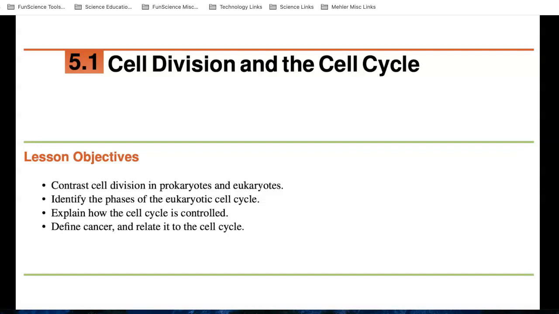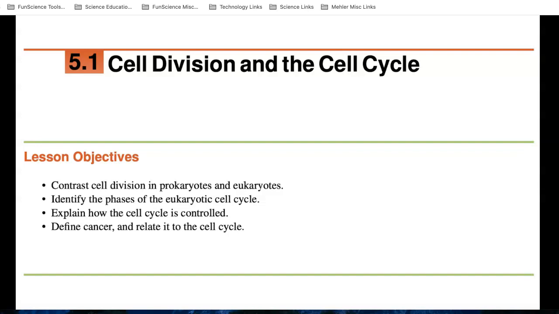One of the first things we're going to learn is that there's a basic difference between the way prokaryotic cells, like bacteria, divide, and eukaryotic cells, the cells in our bodies, the ones that have a nucleus. We're going to look at the major phases of the eukaryotic cell cycle. We're also going to talk a little bit about how it's controlled and a little bit about how cancer relates to the cell cycle.